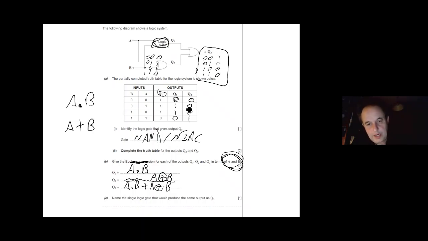Right, looking at Q3, it's asking us what gate would give us the same as the Q3 one there. So what gives me a one with two ones? Okay, and what we've got there is the AND. You can pause at any time if you're watching back on YouTube, and you can revise and have a look at this one as we go along. So that would be the AND.